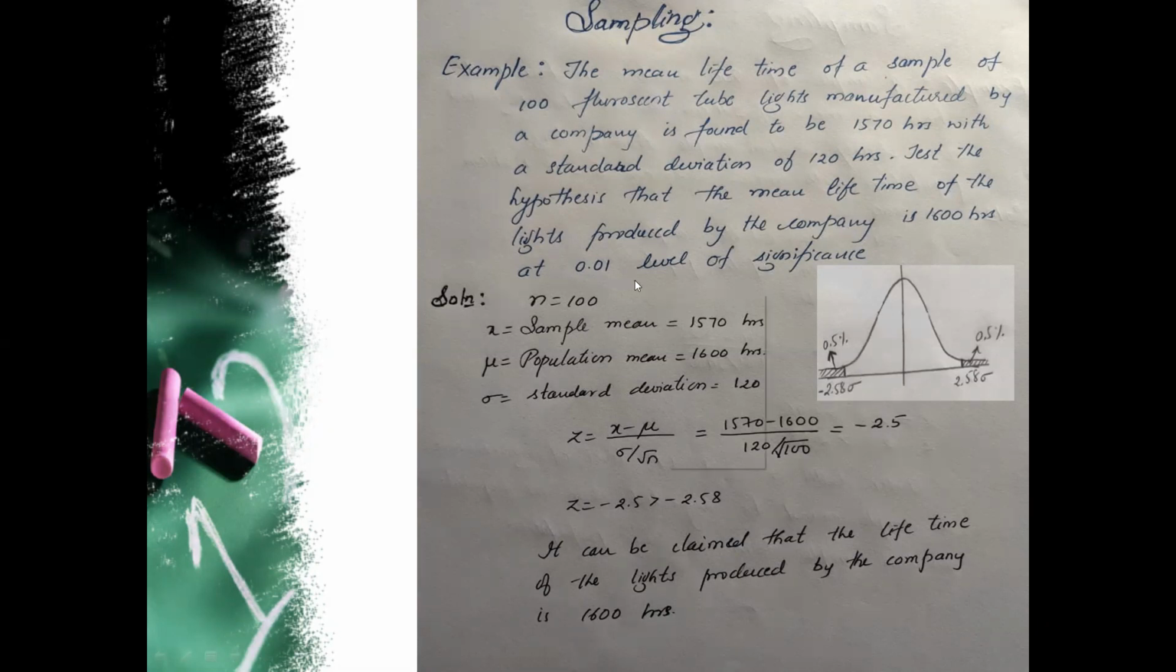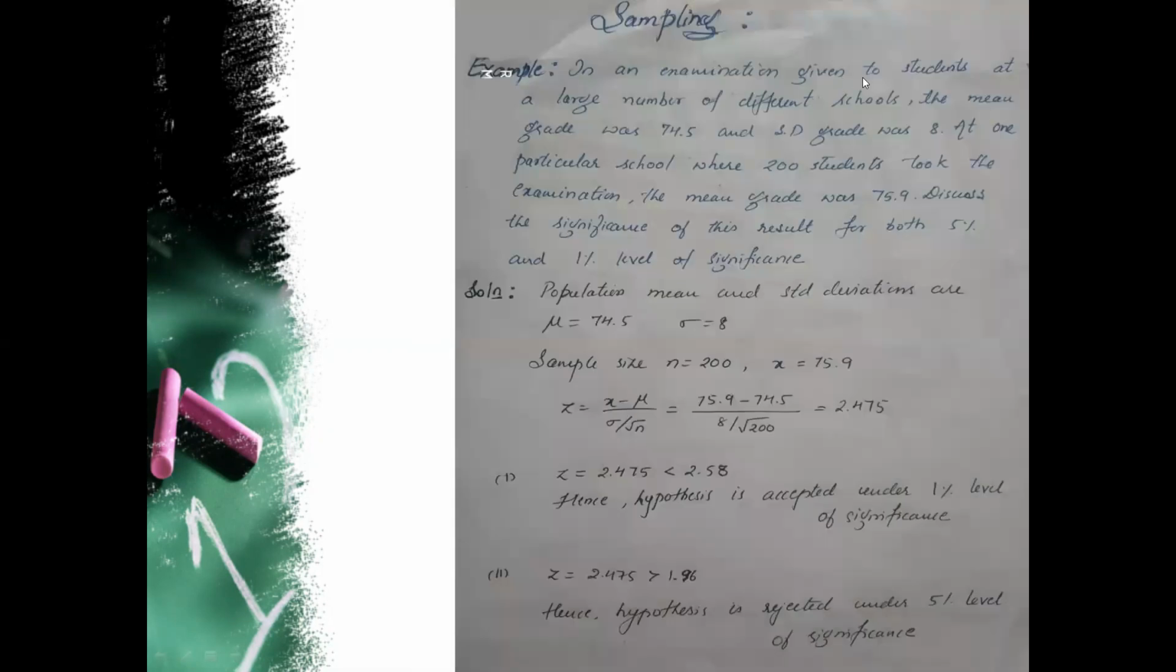Let us consider one more example. In an examination given to students at a large number of different schools, the mean grade was 74.5 and the standard deviation was 8. At one particular school where 200 students took the examination, the mean grade was 75.9. Discuss the significance of this result for both 5% and 1% levels of significance.